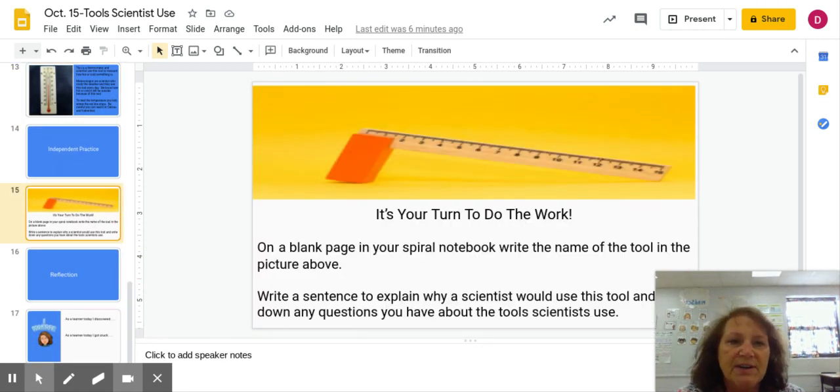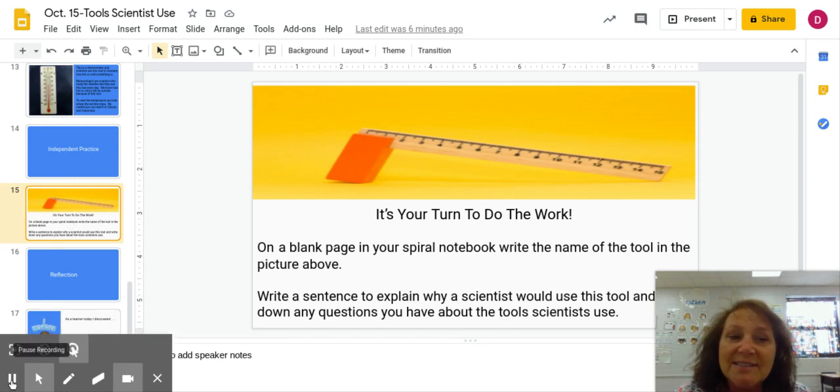It is your turn to do the work. On a blank page of paper in your spiral notebook, write the name of the tool in the picture above. Write a sentence to explain why a scientist would use this tool, and write down any other questions you might have about the tools that you learned scientists use, and we can talk about those questions. Enjoy learning about the tools of a scientist.